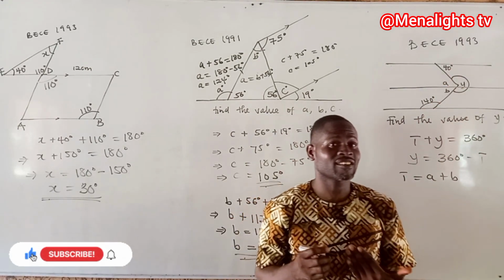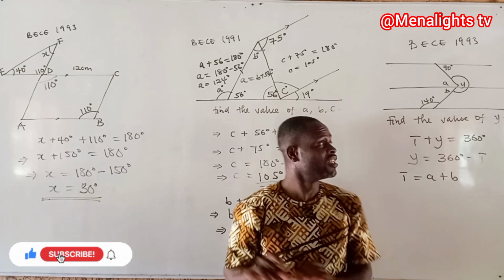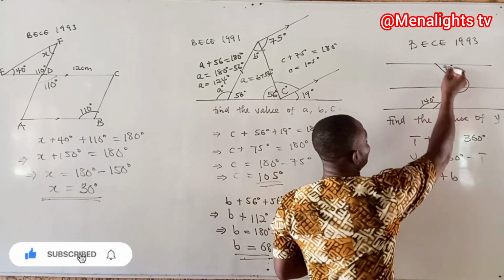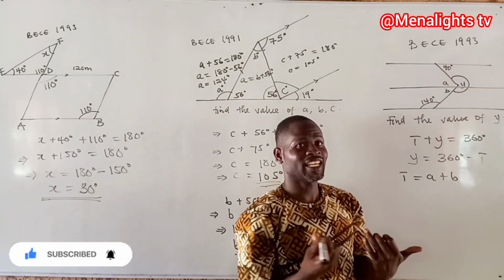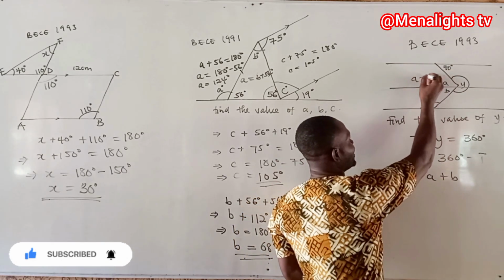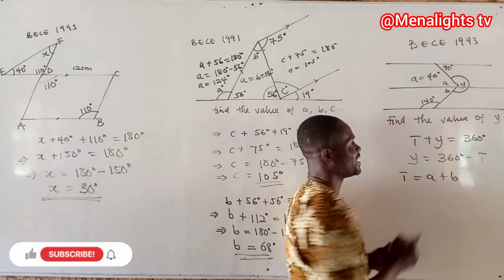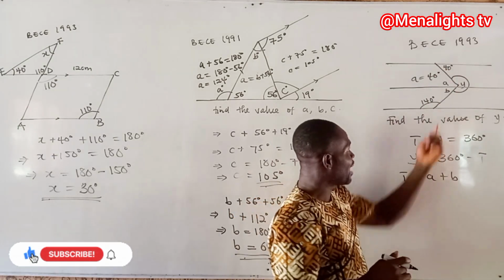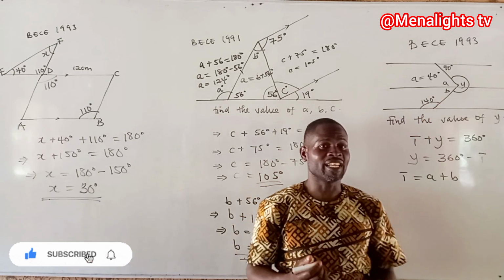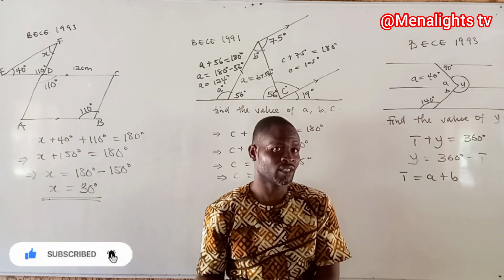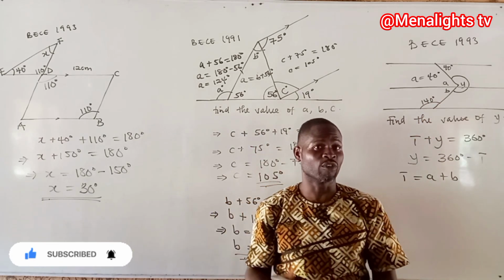Alternate angles are formed at the corners of the letter Z. So when you trace this, the 40 and the A are alternate angles. That means A is equal to 40 degrees. Now we come to the angle at B. 140 degrees and B, they are co-interior angles. So the sum of co-interior angles will give what?